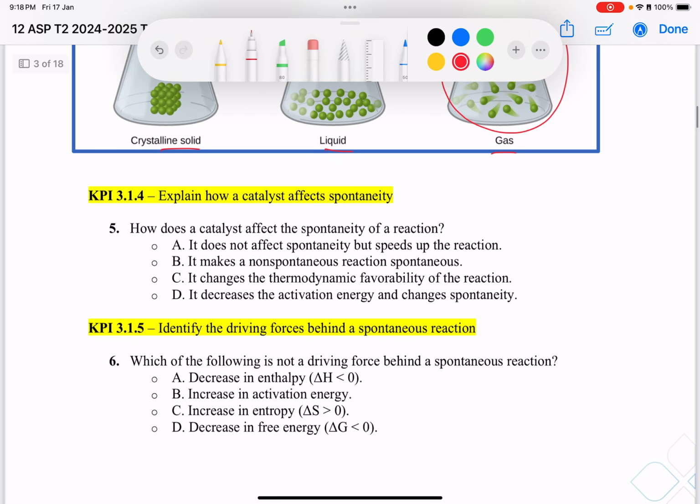How does a catalyst affect the spontaneity of a reaction? It has no effect on the spontaneity of a reaction. The catalyst only speeds up the reaction. So if a reaction is slow, it makes it faster. So that is choice A.